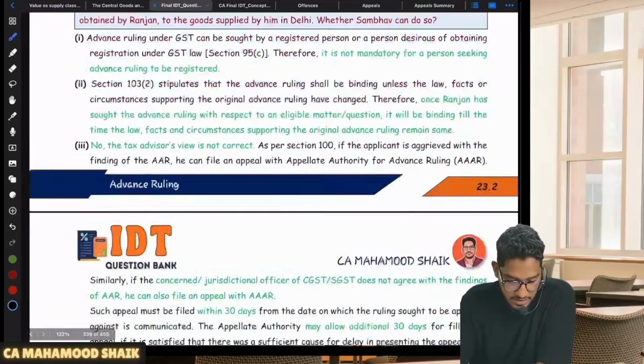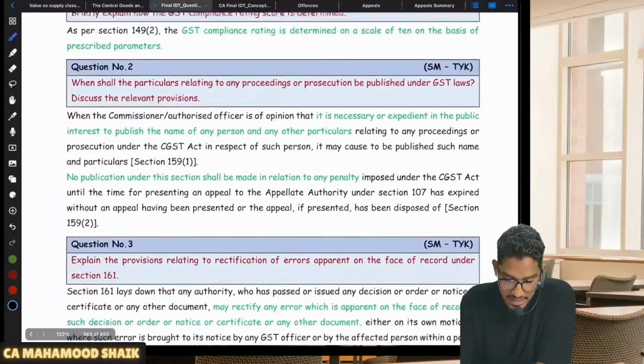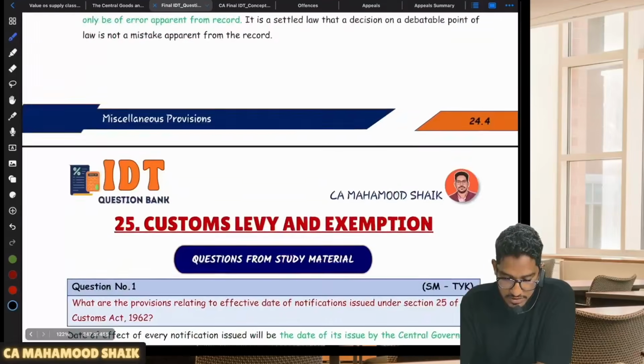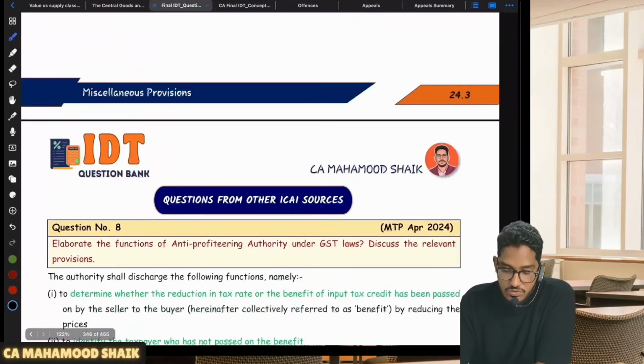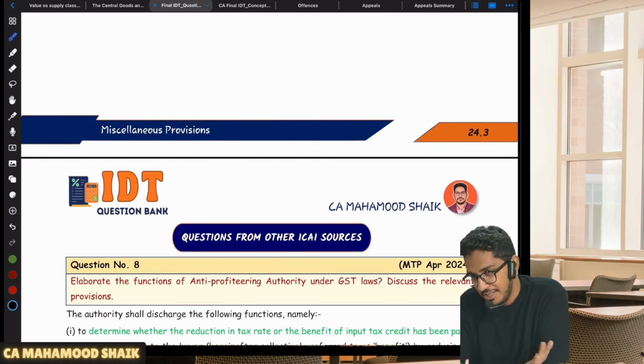Tomorrow we'll do advance ruling. As you could see, it is a very small chapter, so limited discussion only. Then we have some miscellaneous provisions, also a very small discussion. I will not estimate the time, because if I estimate the time, it will not happen. But tomorrow we will complete, that's for sure.